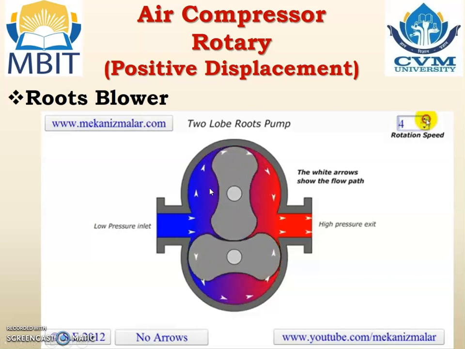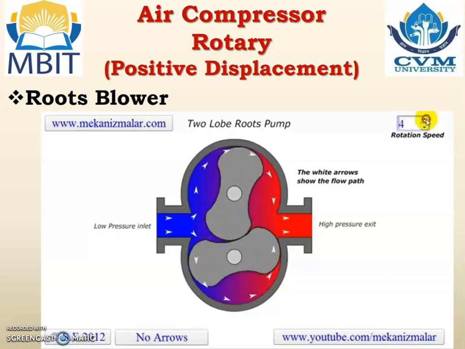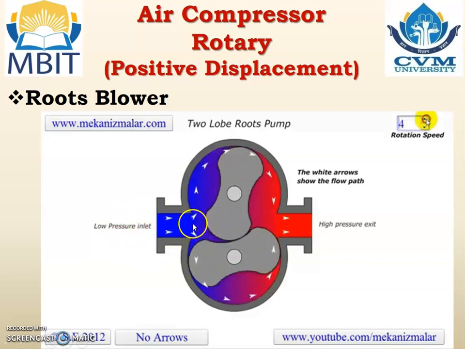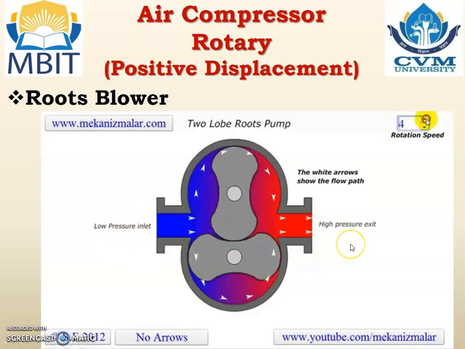Next one is the roots blower. So this is the animation for the roots blower. It has two dumbbell shaped rotors, as you can see here. On the left hand side there is an entry, that is the air entry, and on the right hand side the high pressure air comes out.